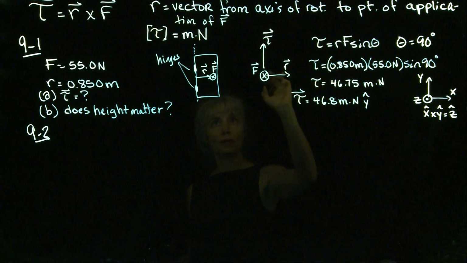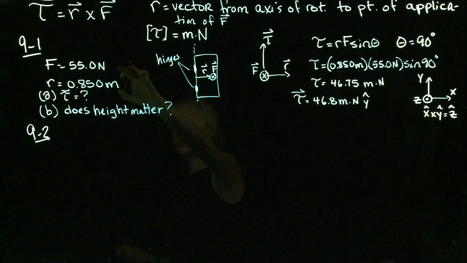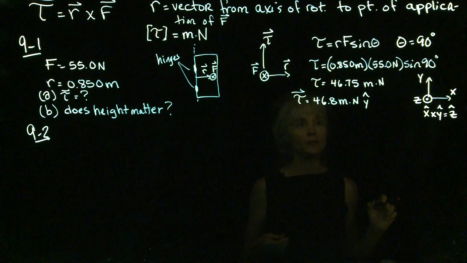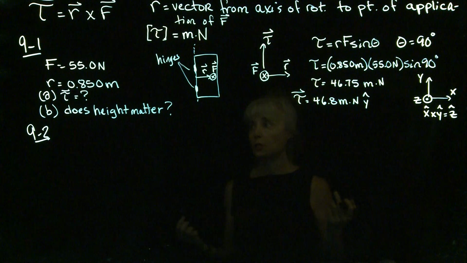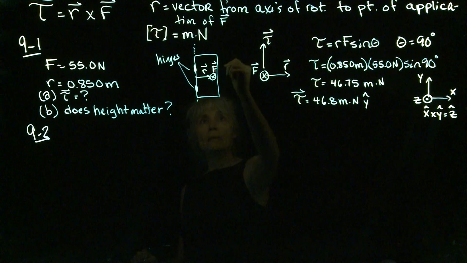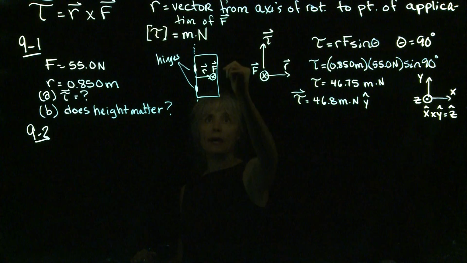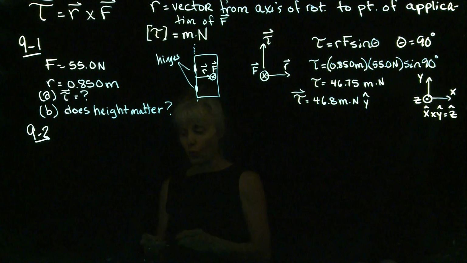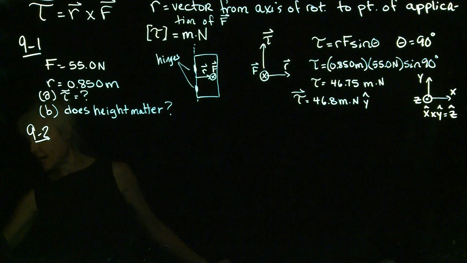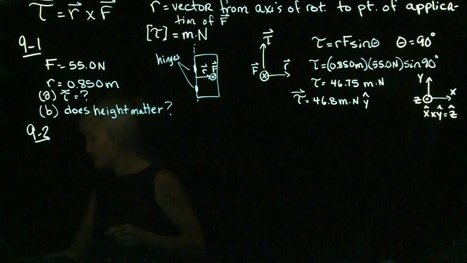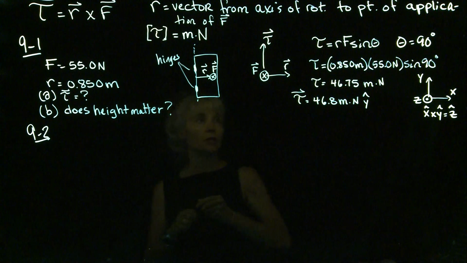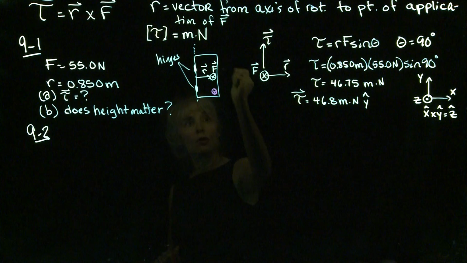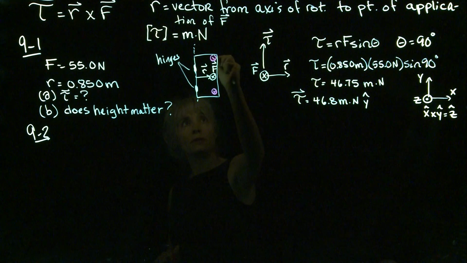The magnitude of the torque exerted by this force that we exert a certain distance from the axis of rotation is this magnitude and this direction. In part B, does it matter what height we apply that force at? So what if instead I decided to apply the force down lower? What if we applied the force down here instead? Or what if we applied the force up here instead?